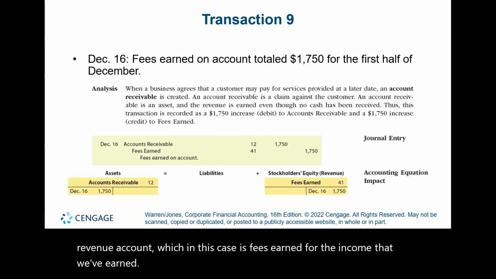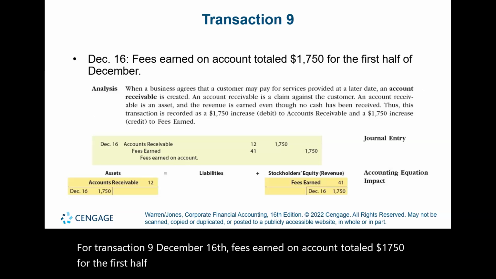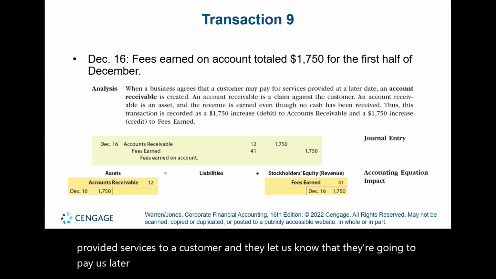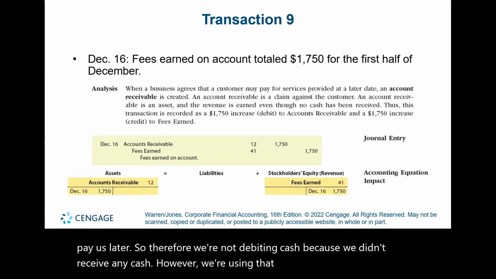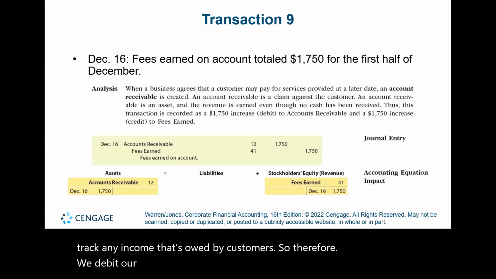For transaction 9, December 16th, fees earned on account totaled $1,750 for the first half of December. So what this simply means is that we provided services to a customer, and they let us know that they're going to pay us later. So therefore, we're not debiting cash because we didn't receive any cash. However, we're using that special account that's set up to track any income that's owed by customers. So therefore, we debit our accounts receivable and we credit our fees earned, our revenue account.